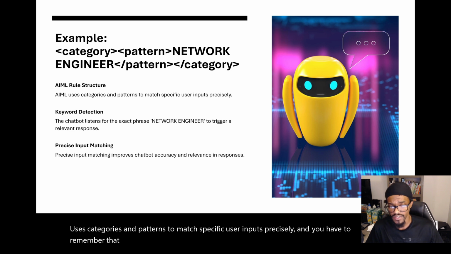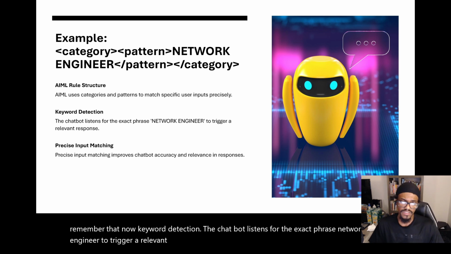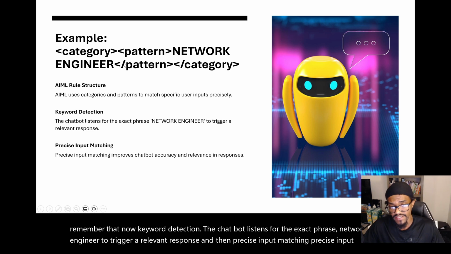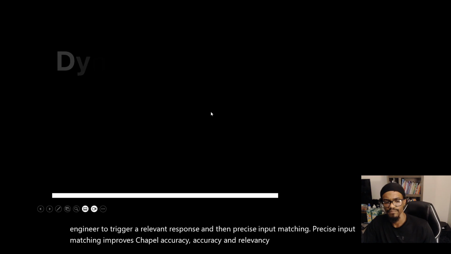Now, keyword detection: the chatbot listens for the exact phrase network engineer to trigger a relevant response. And then precise input matching. Precise input matching improves chatbot accuracy and relevancy in responses.